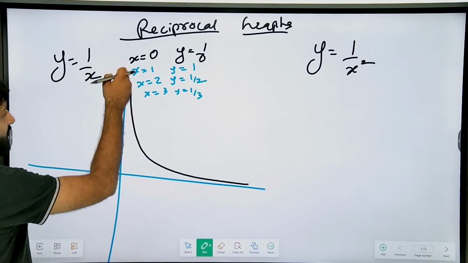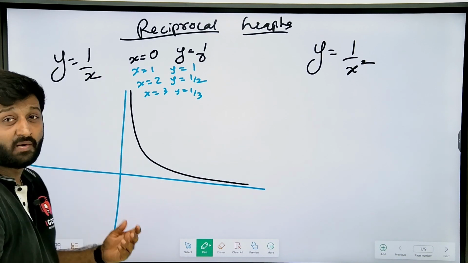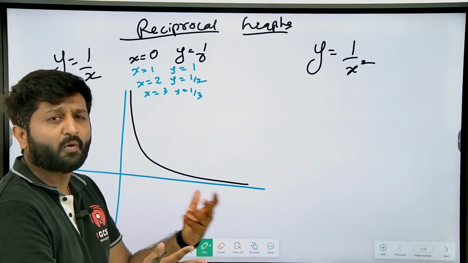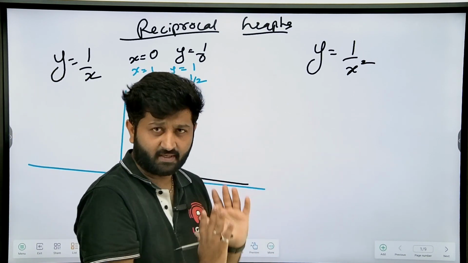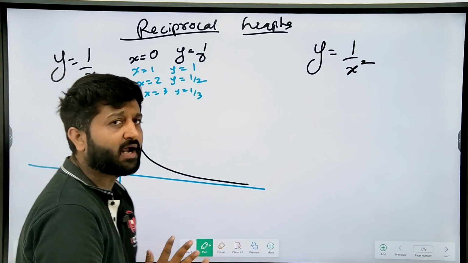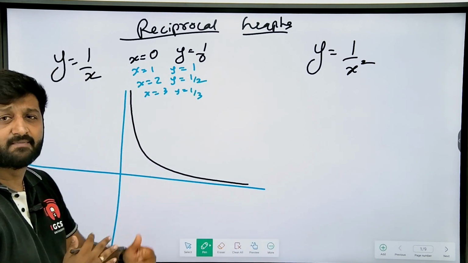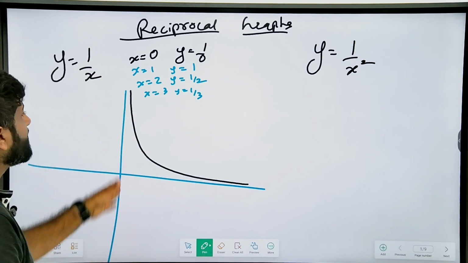Guys, this is called an asymptote, a point where the value of the graph is not defined, or the point where it reaches infinity. However, we use the word undefined. So the point where the values are not defined, that is called asymptote. Now this is called a vertical asymptote.